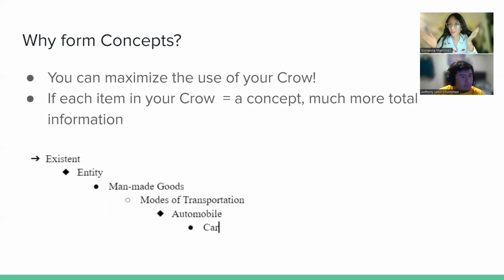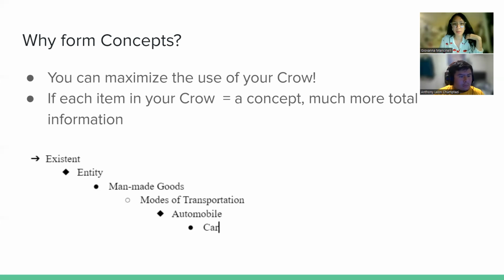And why do we form concepts? I gave it away a little bit earlier, but this is how you maximize the use of your crow. So your crow is the maximum number of items you can hold. You can either hold pictures of 7 different bottles, or you can hold the idea of a bottle, and that just takes up 1 place. So would you rather have 7 different bottles in all those 7 places, or would you rather have the word bottle in 1 place? Obviously, you'd want to have just 1. So if each item in your crow equals a concept, you can fit so much more information.